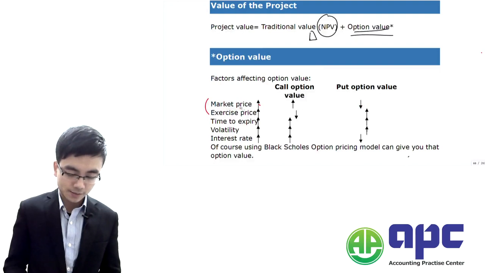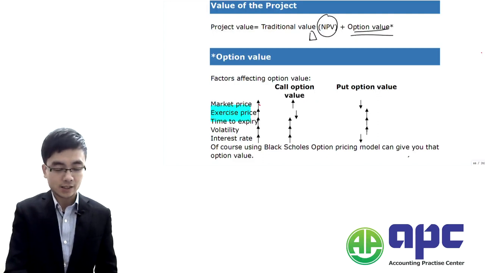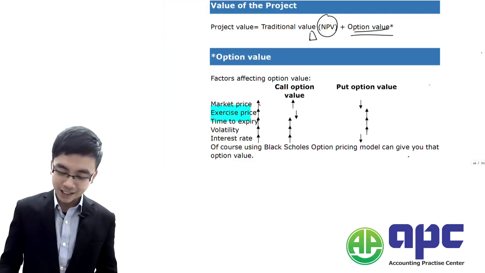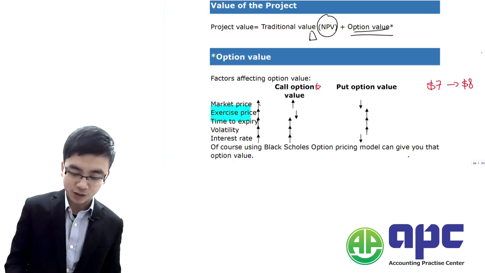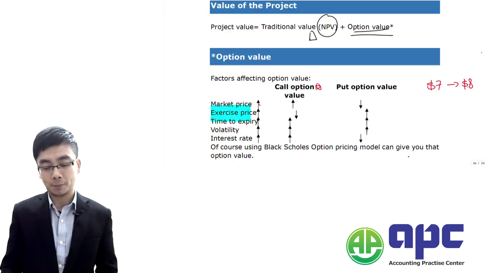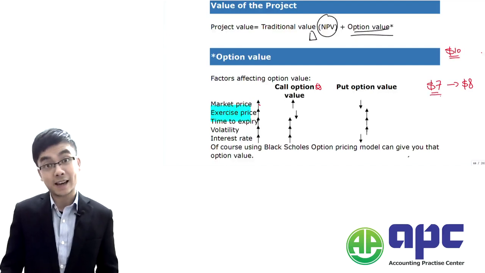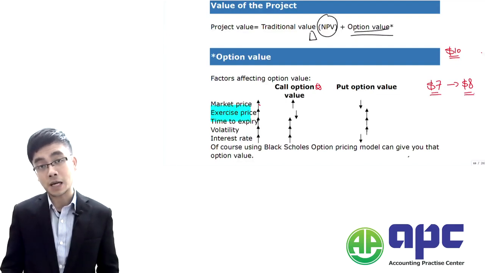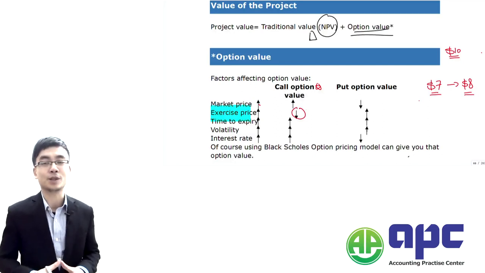Now, next one, the exercise price. Focus upon the exercise price here. If there's an increase in the exercise price, for example, for a call option, you can buy that share at $8 instead of 7. If the market price is 10 and you buy at 7, you can sell it at 10 and make $3 of gain, but if you buy at 8, you can only make $2 of gain. So as the exercise price increases, there will be a decrease in the call option value because you can make less money.